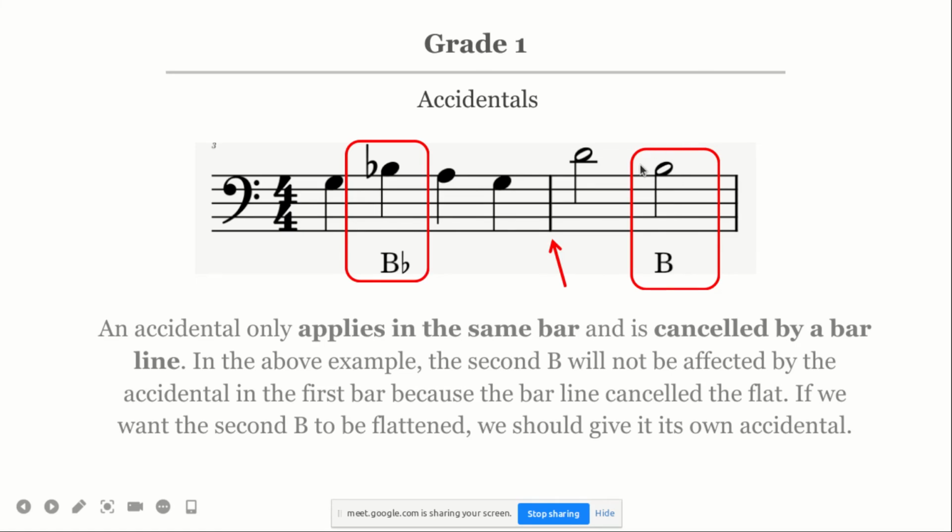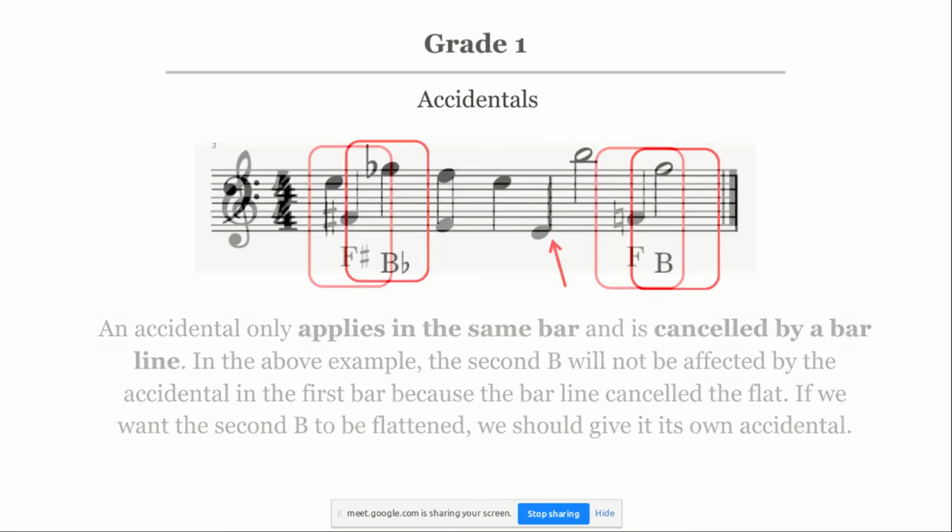Okay. Do you understand? But the first one, the first B remains a B flat. Yes, this remains a B flat because it has a flat. But this one cancels that accidental, so it will not affect any other B. All right. Somebody is talking?